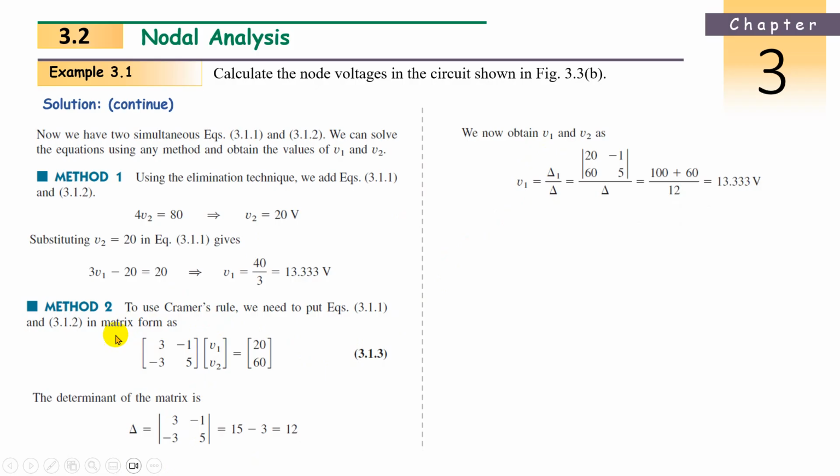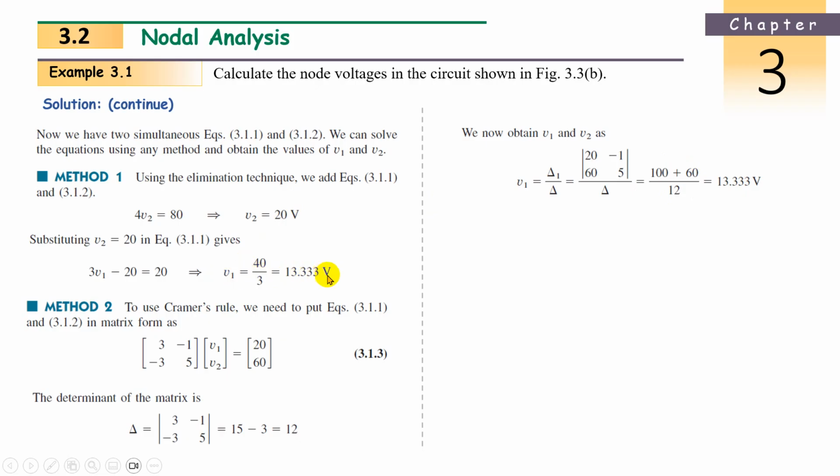So determinant 1 is nothing but: remove the 3 and minus 3 column, put 20 and 60 there, and keep the other column, minus 1, 5, as it is. Now find the determinant for this. Diagonal, 20 into 5, how much? 100. Minus 60 into minus 1, minus 60. Minus of minus is plus. So 100 plus 60 divided by the actual determinant we found, 12. So 160 divided by 12 is 13.33 volts.